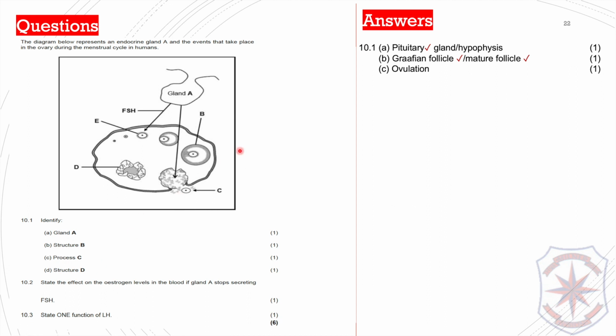Structure D. The ruptured follicle, after it has ruptured, it will become what? The ruptured follicle will become structure D. Structure D will be the corpus luteum. State the effect of estrogen levels on the blood if gland A stops secreting FSH. So the pituitary gland, if it stops secreting FSH, what is going to happen?